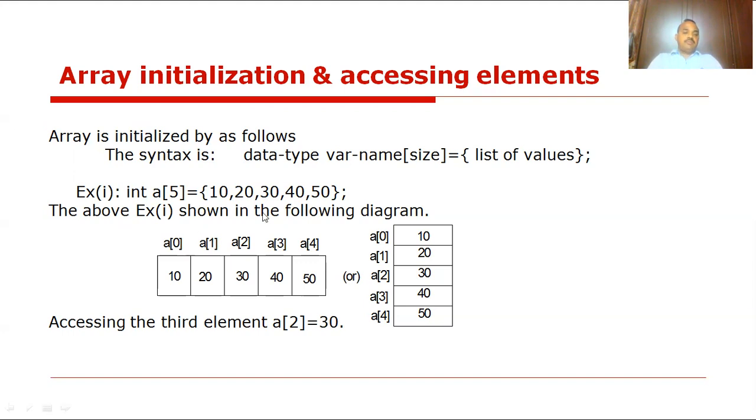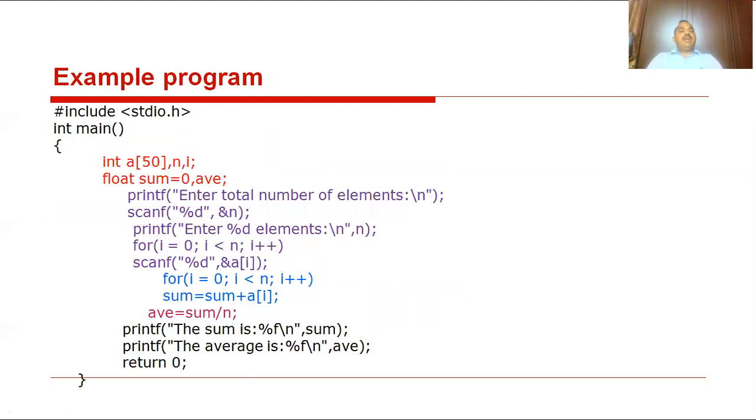Come here. In the following example, 10 is assigned into the 0 location, 20 into the 1 location, 30 into the 2 location, 40 into the third location, then 50 into the 4th location. Clear? Here x-axis or y-axis. So accessing the third element, A of 2 equal to 30. Clear? This is an example of a one dimensional array.